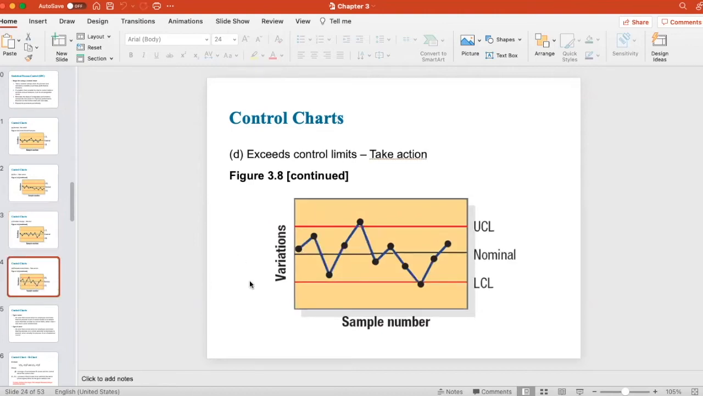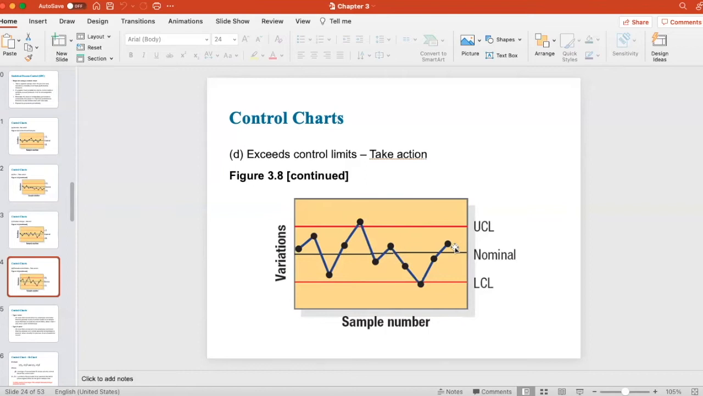Okay, how about this one? This one is very obvious, right? Because if you look at the variation of the sample characteristic, you can clearly see that it's first decreasing and then increasing a lot. It even breaks the upper control limit, and then decreases, still decreasing, even breaking the lower control limit.